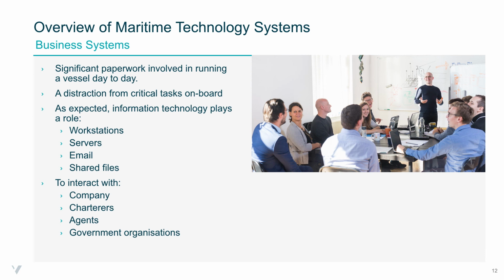And business systems, and we have spoken briefly about business systems already. We have significant paperwork involved in running a ship, often seen as a distraction by the officers on board. And we have touched on this already. We have workstations, we have servers, we have email, often an email server on board. We have the ability and the need to share files, and we're interacting with the company, with charterers. There are many parties involved in running a ship, agents, government organisations.